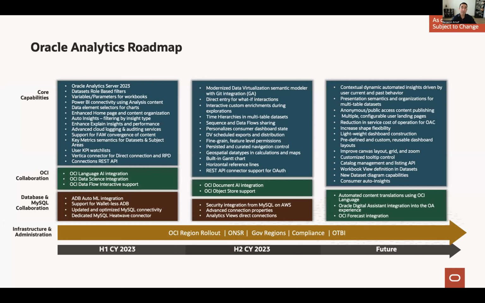We have a better Power BI connector. Remember, if you have users using Power BI, they can connect directly to Oracle Analytics subject areas and datasets. So it's a very good thing. Auto Insight, we continue to double down with Auto Insight. We are releasing more data visualizations. You can now filter Auto Insight. You will be able to filter also by insight type.